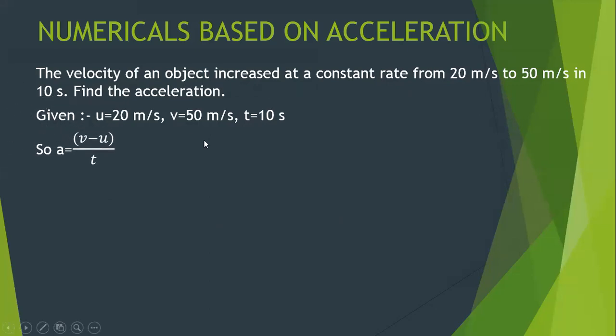A is equal to v minus u by t. So A is equal to v, v is 50, 50 minus 20 by 10, which is 50 minus 20 is 30, 30 by 10, which comes out to be 3 meter per second square. So how much is the acceleration? The acceleration is 3 meter per second square.